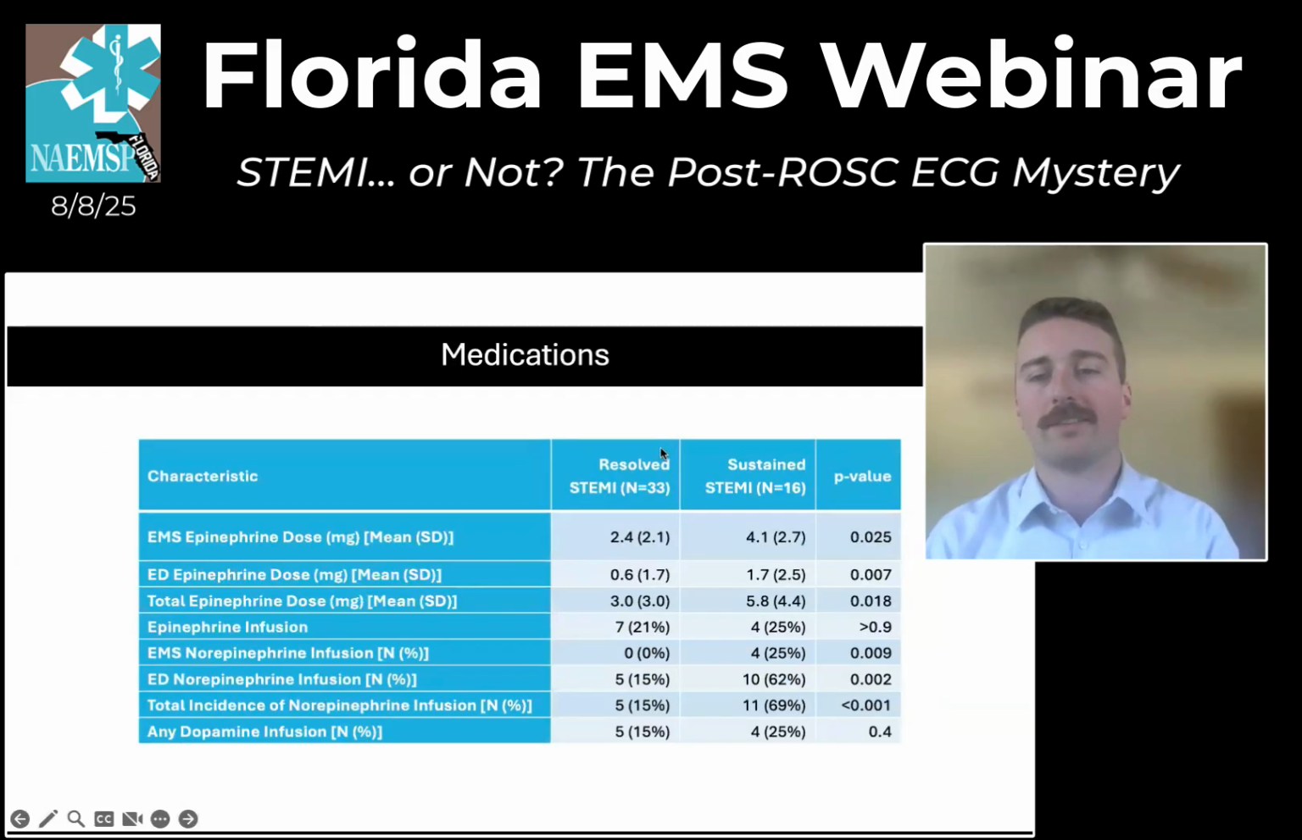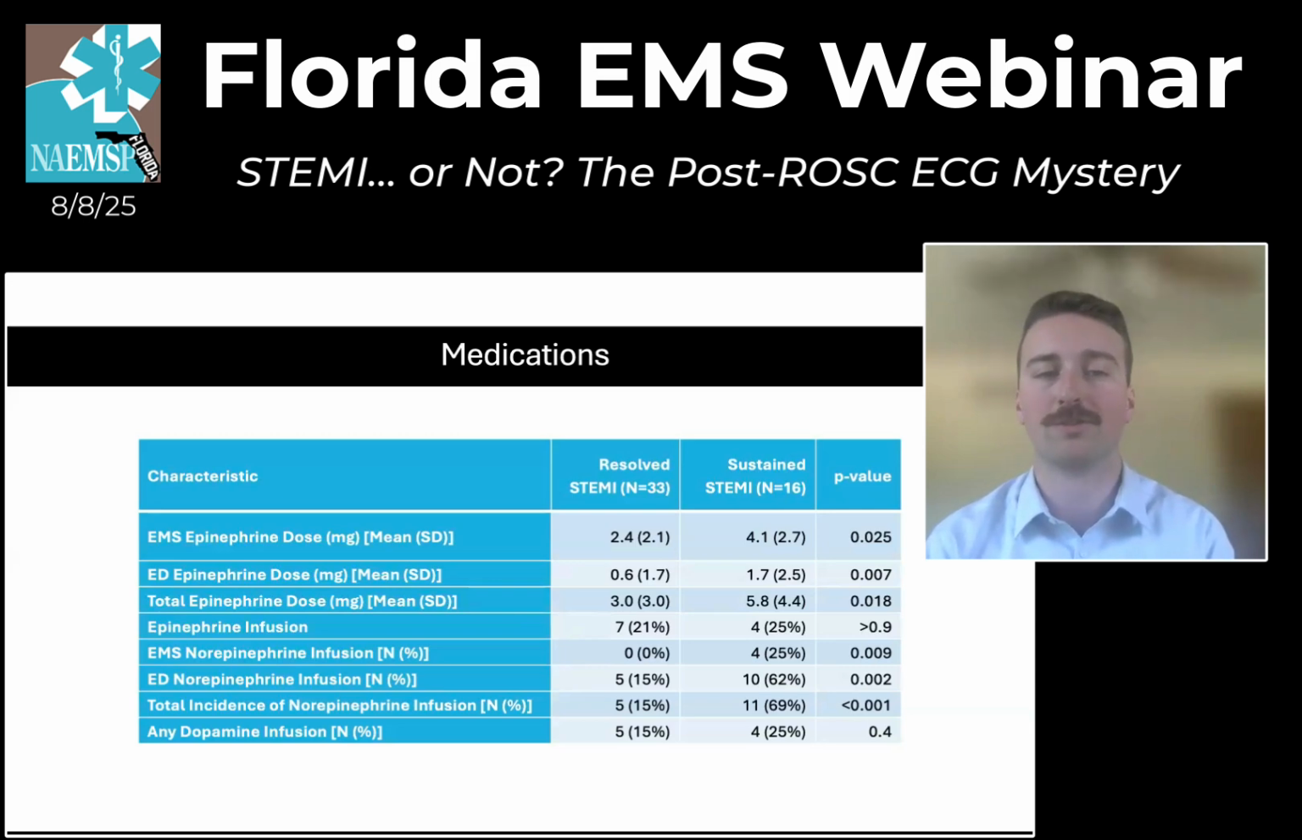We looked at medications next, and we found a lot more interesting data here. So we looked at the total dose in milligrams of epinephrine these patients received during their resuscitation, both in the pre-hospital and emergency department setting, as well as in total. And we found that in all of these instances, the patients with resolved STEMI received a smaller epinephrine dose compared to those who had sustained STEMI by about 1.5 milligrams difference for those with out-of-hospital resuscitation. And in the emergency department, there was also a difference as well, which was significant.